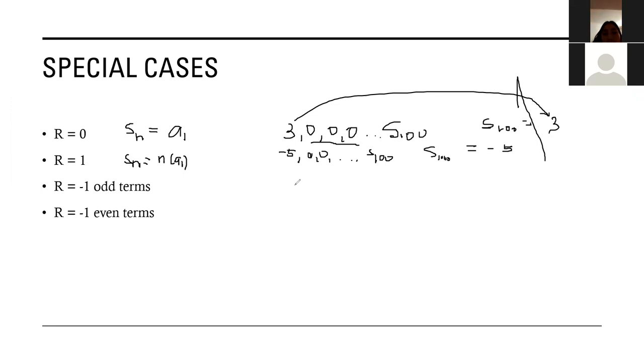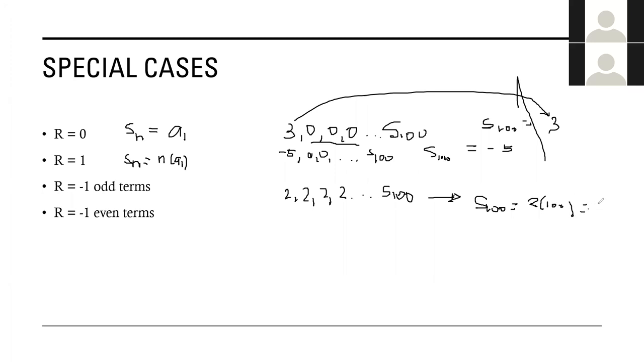Bakit po? Ano po bang itsura kapag ang ating R is equal to 1? So if you started with 2, then this will be 2, 2, 2. Pare-pareho lang. So, ibig sabihin, if hinanap sa atin ang S sub 100, S sub 100 is equal to, what is your first term? 2 times 100 equals 200. Kasi meron ka lang isang daang 2. So, that's 200. If this is 5, 5, 5, what is S sub 20?